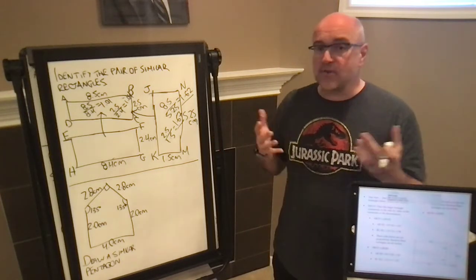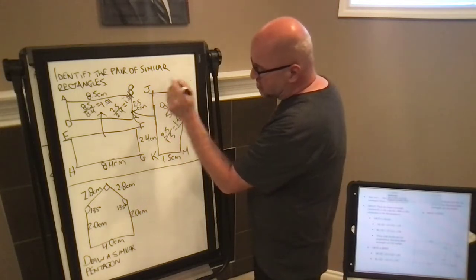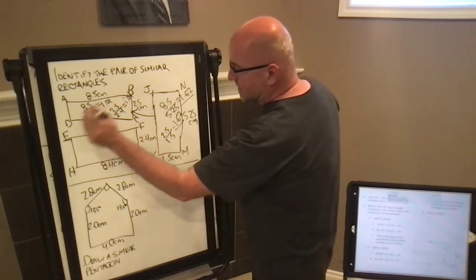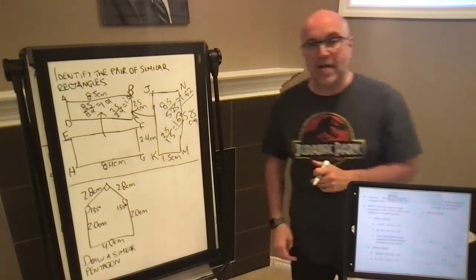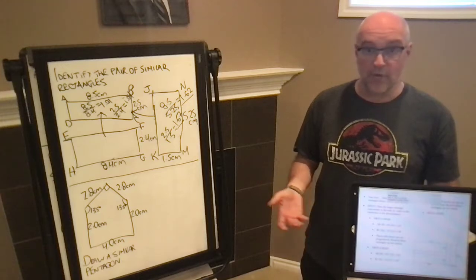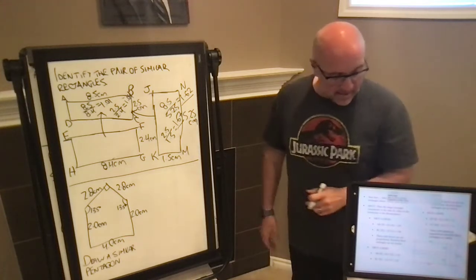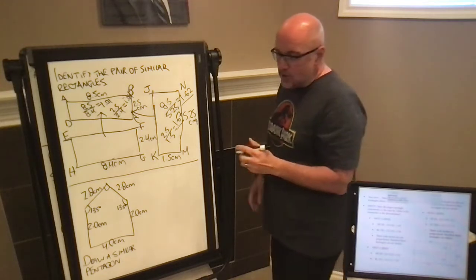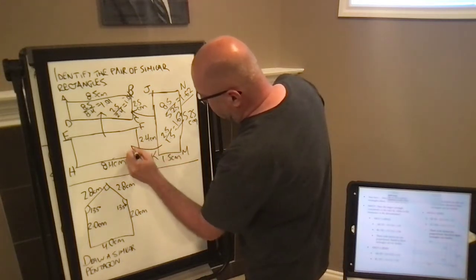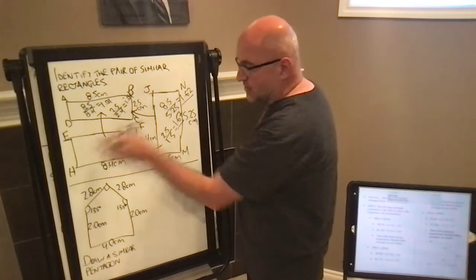So by process of elimination, we pretty much now know that JKMN is going to be similar to EFGH, but let's just check the math to make sure that we haven't been doing something egregiously wrong. So what I'm going to do here is an enlargement again. We're going to assume that we're enlarging from this rectangle to that rectangle.